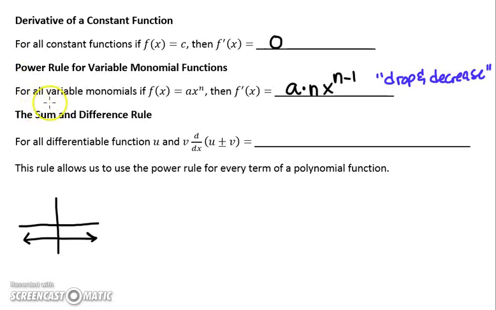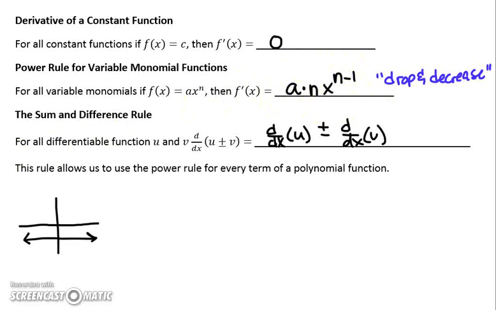This is going to go hand in hand with our sum and difference rule. So for all differentiable functions u and v, the derivative of u plus or minus v with respect to x is going to be the derivative with respect to x of u plus or minus the derivative with respect to x of v. So that's going to allow us to take the derivative of a polynomial and just take each term individually using this power rule here.